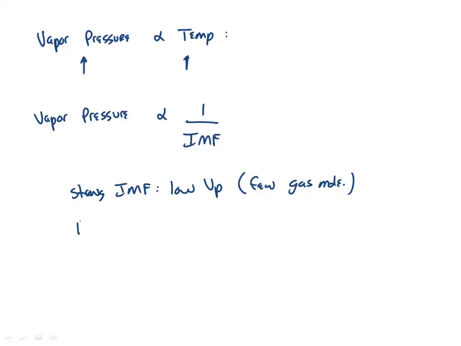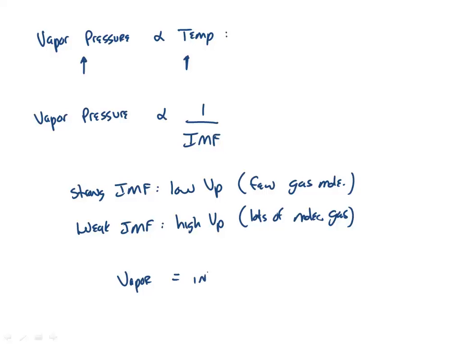And if I have weak intermolecular forces, then that means that I have a high vapor pressure, and that means there's lots of molecules in the gas phase. And so if we take a look at it, the vapor pressure basically gives us insight into the intermolecular forces, or they sort of correlate. If we make observations about something's vapor pressure, then we can know something about the intermolecular forces holding those compounds together. Or vice versa, if we know something about the intermolecular forces, we can make a statement about the vapor pressure.